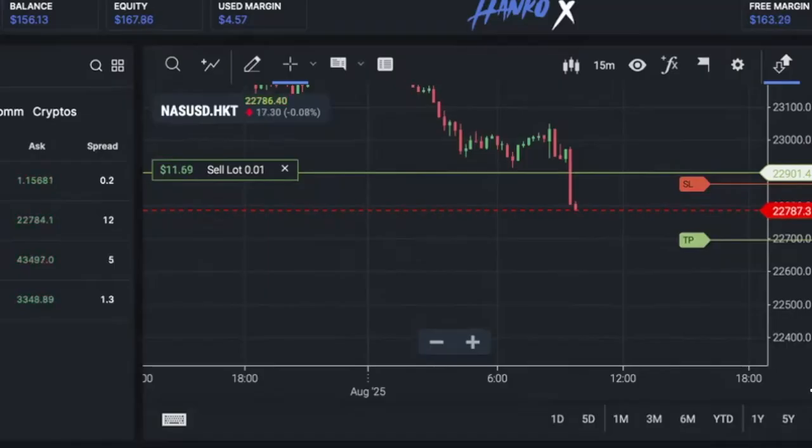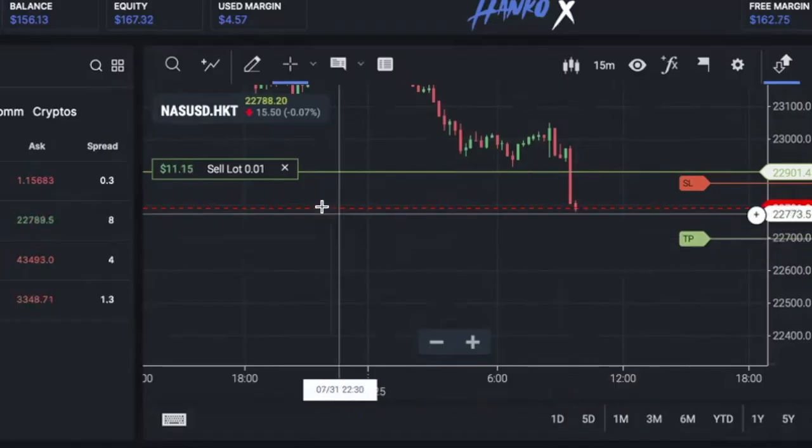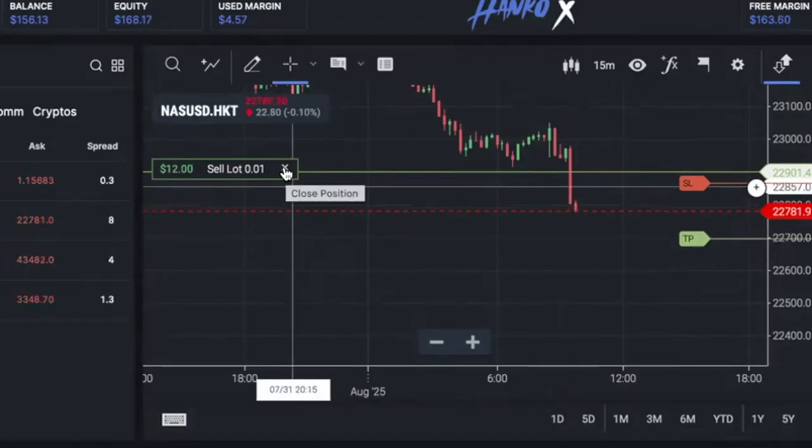Okay, and then right around here, I noticed that price was starting to slow down a bit. It looked like it was trying to push back up. And so at this point, I felt like the momentum had ended and I went on and closed the position.